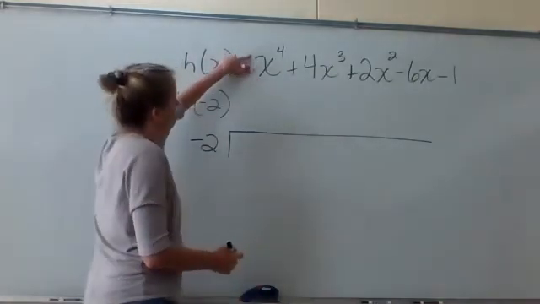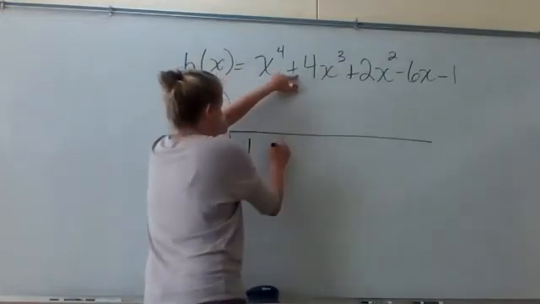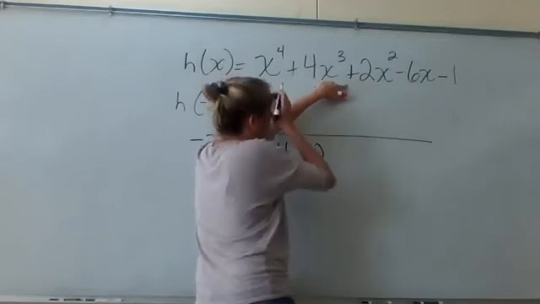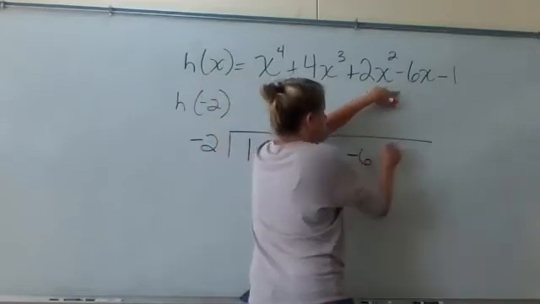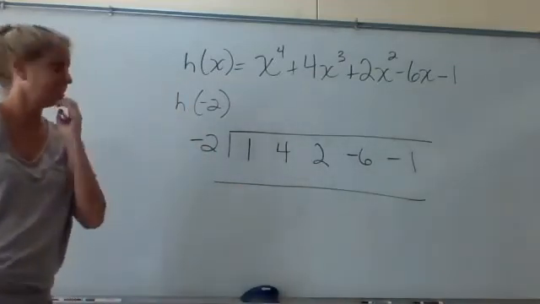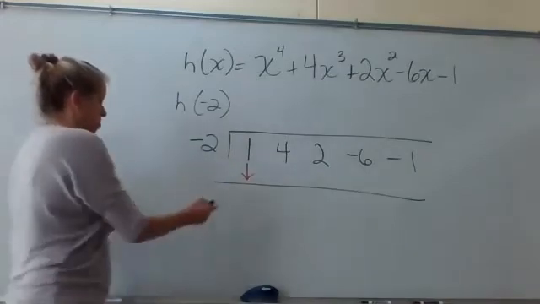Again, my coefficients in front of x to the 4th is a 1. In front of x cubed is a 4. In front of x squared is a 2. In front of x is negative 6. And then my constant is negative 1. Again, drop it down. Drop down my 1.